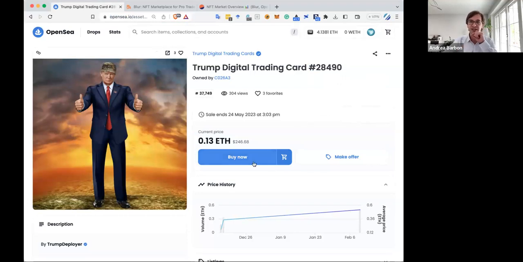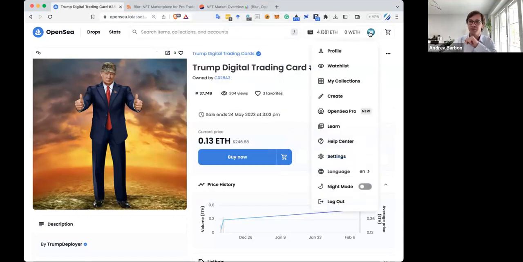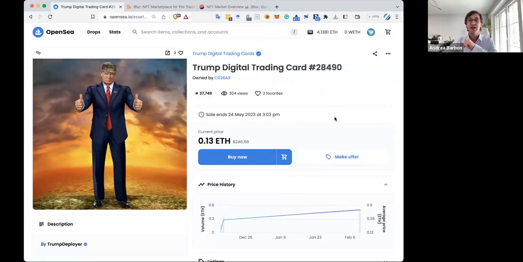But before I do that, I need to make sure that my wallet is connected. In this case, I'm using MetaMask here. And my wallet is connected to the trading platform, the OpenSea platform, as you can see here. So if I wanted to, I could actually buy one of those NFTs at the moment.